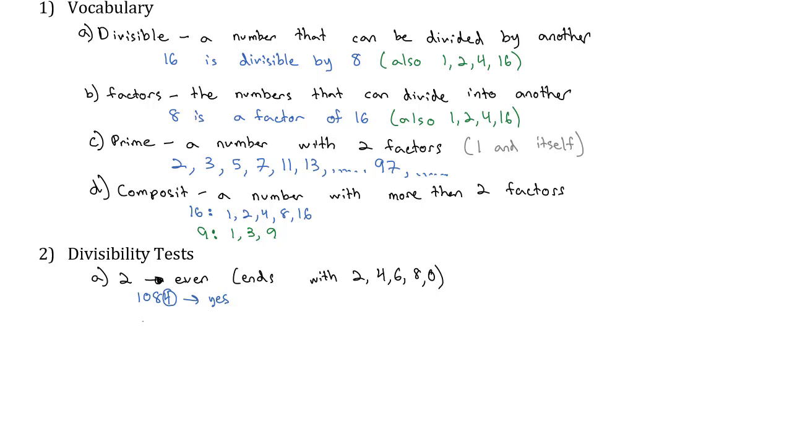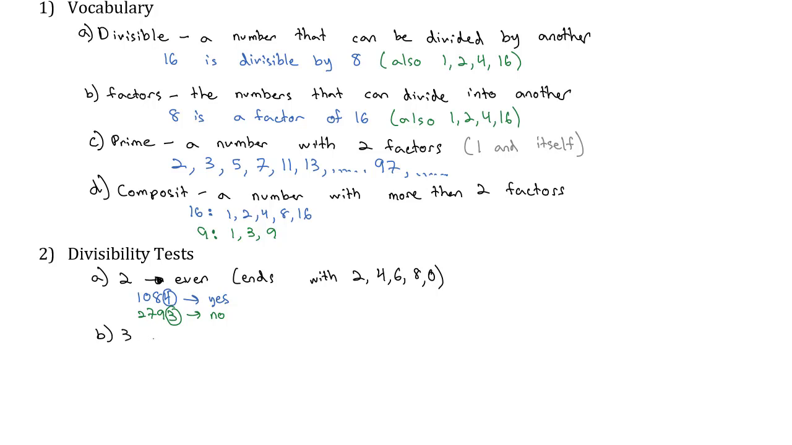If I took a look at the number 2793, we're going to say, no, it is not divisible by 2. 2 is not a factor. I can't divide by 2 because the last digit is not even. So a really quick divisibility test to see if a number is divisible by 2, yes or no.